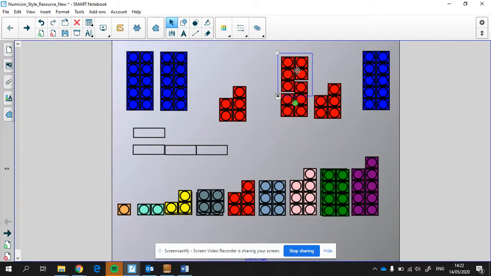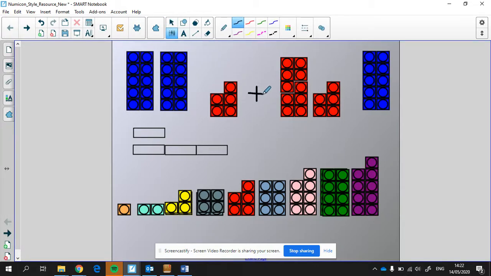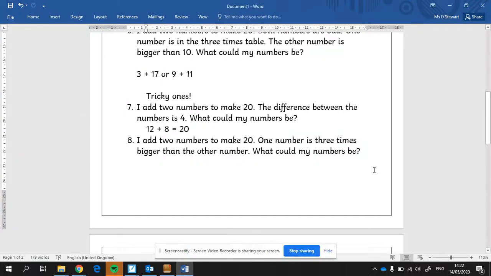So I have got 5 plus 15 as my answer. And 15 is made up of 3 lots of 5. It is 3 times bigger. And that was your tricky question for today. Our answer for that one is 5 plus 15 made 20. Don't worry if you needed some help with that one. So everybody had a bit of a challenge today.